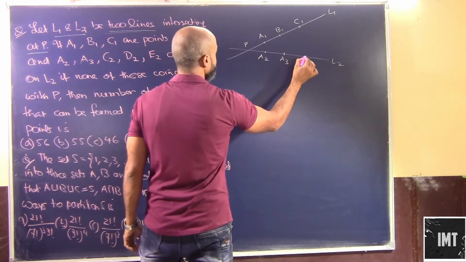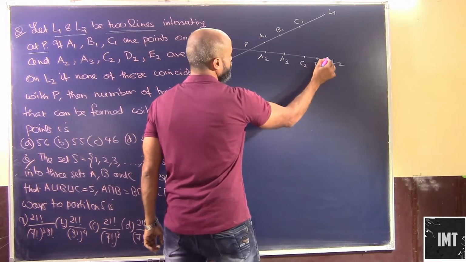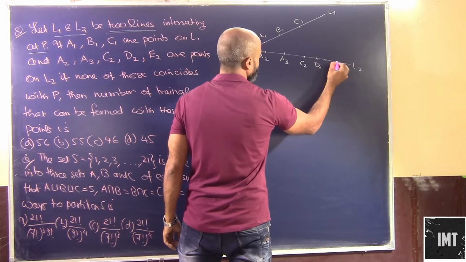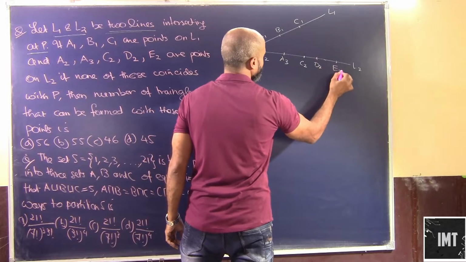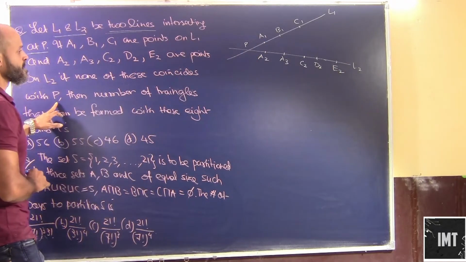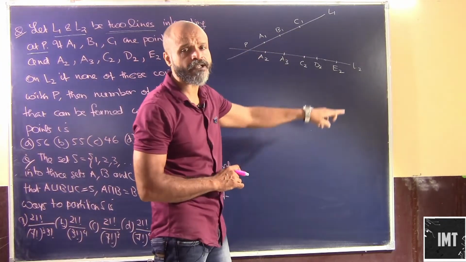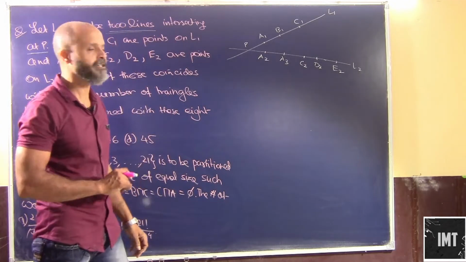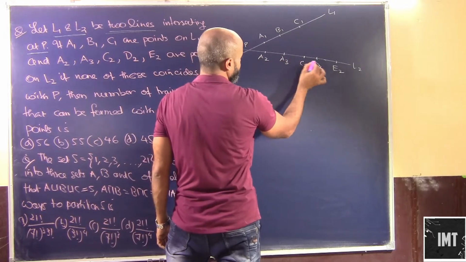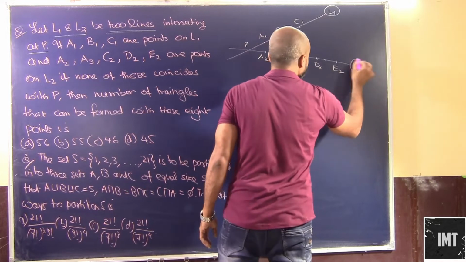A2, A3, C2, D2 and E2 are points on L2, and let's say we extend it. If none of these coincides with P, which means that all these points and their two respective lines are basically separate. So A1, B1, C1 and P are all separate. P, A2, A3, C2, D2 and E2 are all separate. L1 and L2 are the lines.